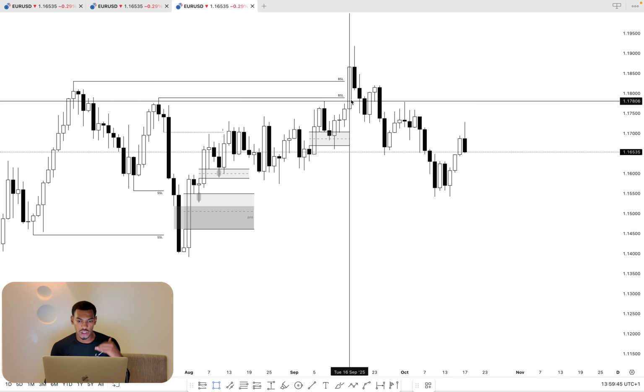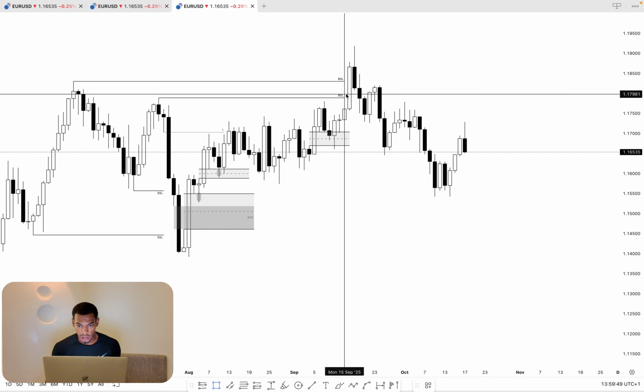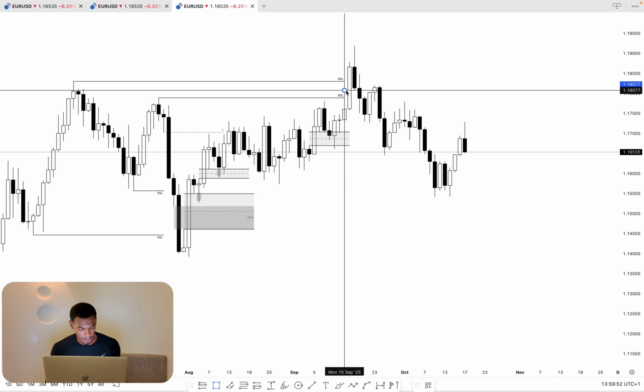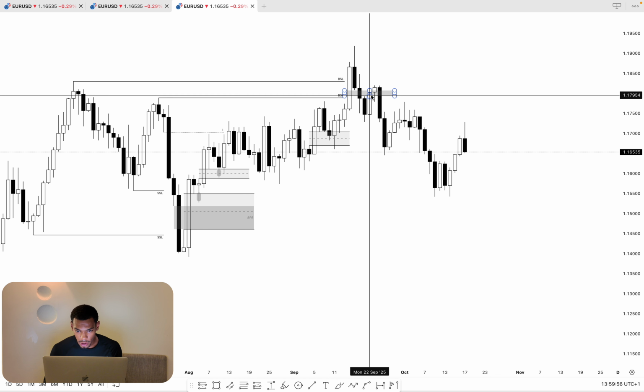So you see, we get an inefficient move into buy side liquidity. We draw back into that leg, right? And we create this BPR. Let's just put that in, right? So at this point, we wanted to see price come into the BPR and respect it.